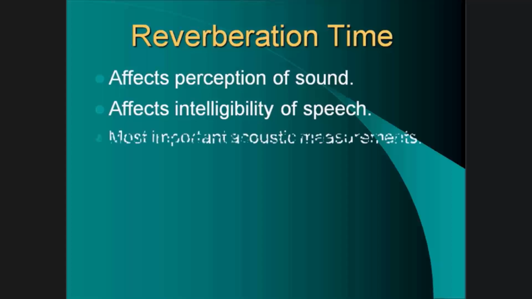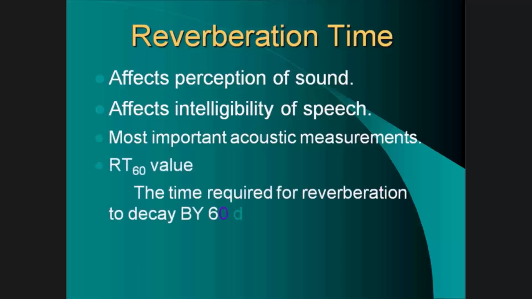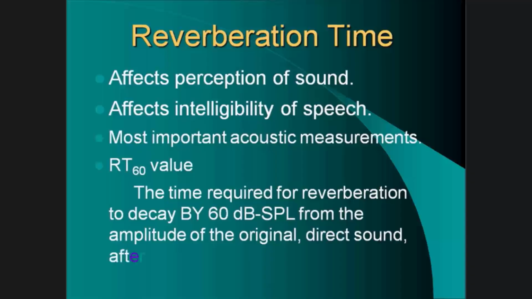The amount of reverberation can be determined by what's known as the reverberation time, which is one of the most important acoustic measurements for determining the characteristics of a room. Reverberation time is the time required for reverberation to decay by 60 decibels of sound pressure level from the amplitude of the original direct sound after that direct sound has stopped.